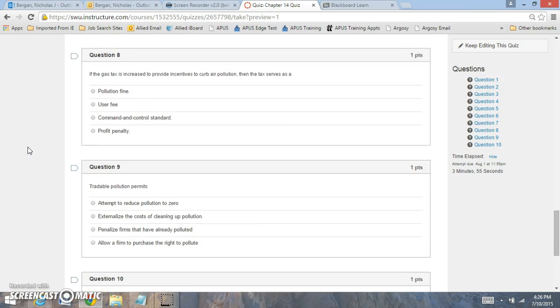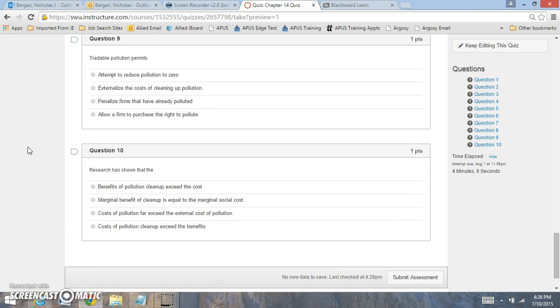Question 8 looks at gas taxes. If gas taxes are increased, how does that curb air pollution, and what does that tax serve as? Question 9, tradable pollution permits. That is looking at where one firm trades their pollution to another firm, and it helps regulate a market.